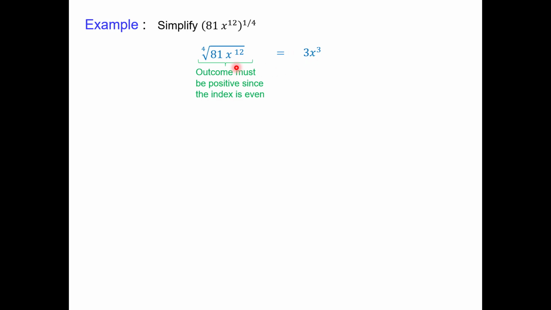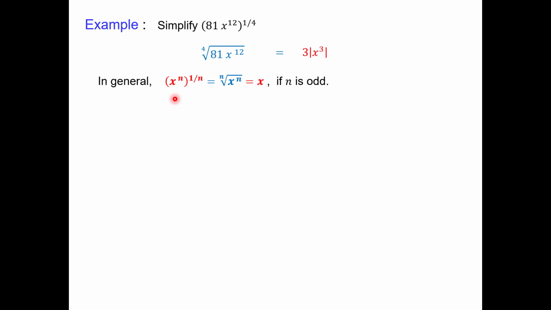So think about it. The question was asking what number times itself 4 times gives you 81. That number was 3. What quantity of x times itself 4 times gives you x to the 12th? Well, that would be x cubed. Now, we do have to make sure that we guarantee this is positive because it was an even root. And so all you have to do to make this positive is put absolute value bars around x.